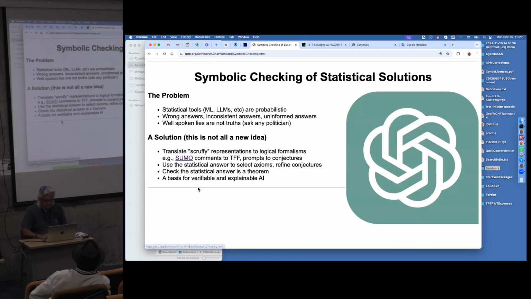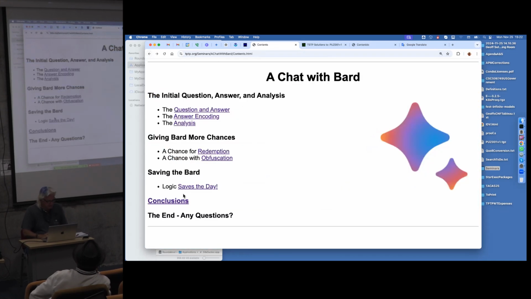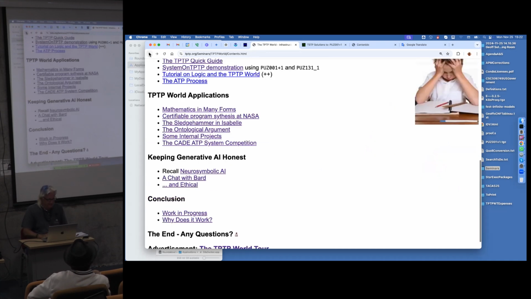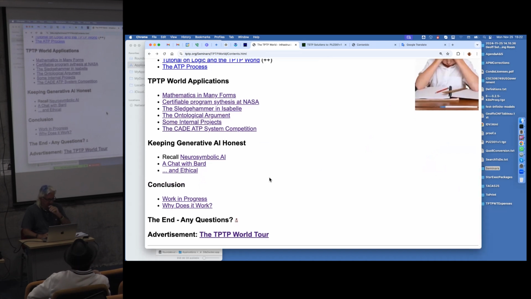But that was that. So here's what my conclusion of that was, is machine learning rules, logic rules, all right? So logic is the way to the truth, to get the real truth, everything like that. But we have ways to fix that. So this kind of comes to the end of my talk. Oh, I was going to talk about ethics. I wanted to talk about ethics.